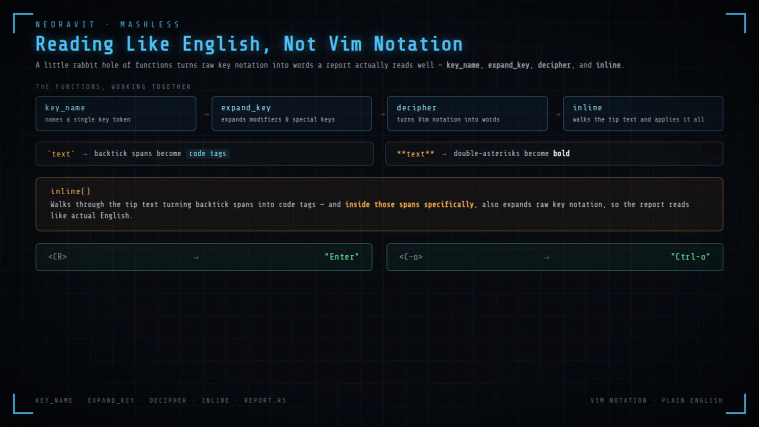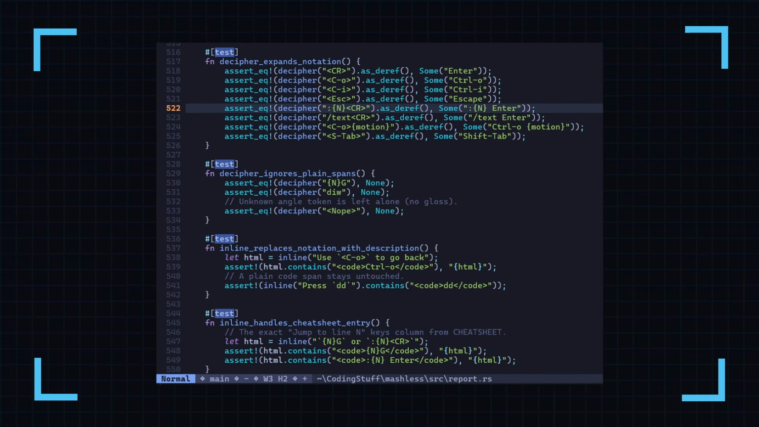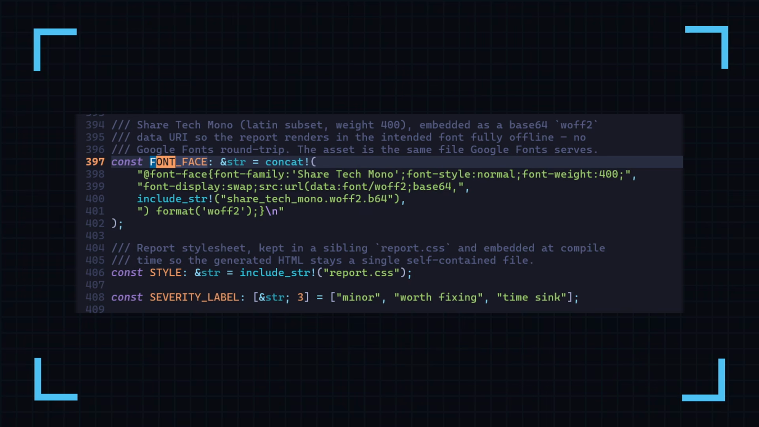But inside those spans specifically, it also expands raw key notation. So hitting the carriage return key, which most people just call enter, shows up in the report as the word enter, or holding control and tapping O shows up as control O, so the report reads like actual English instead of raw Vim notation. There are test cases at the bottom of the file that double as documentation for everything that it handles.